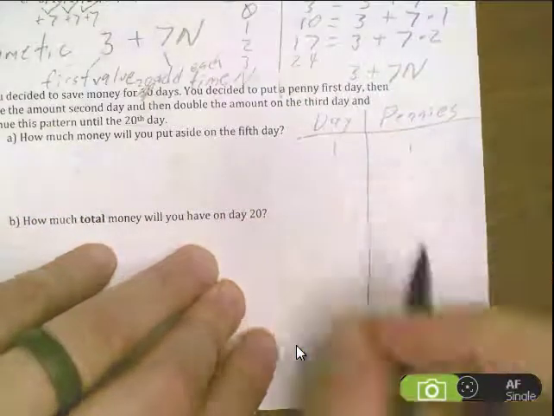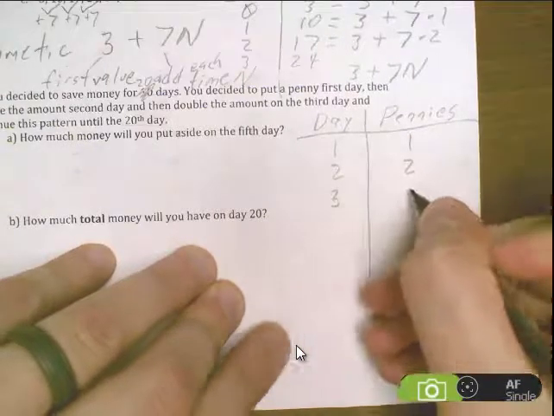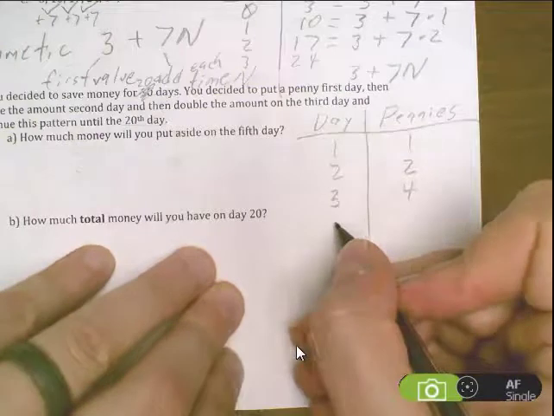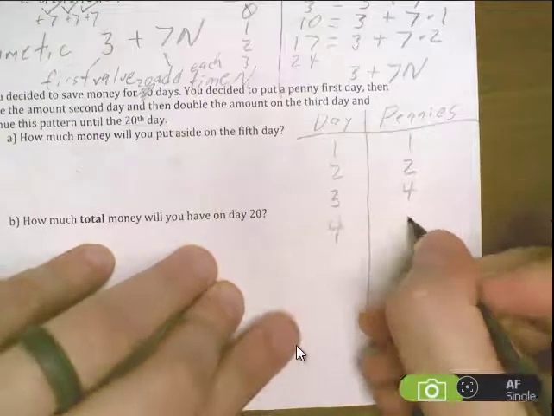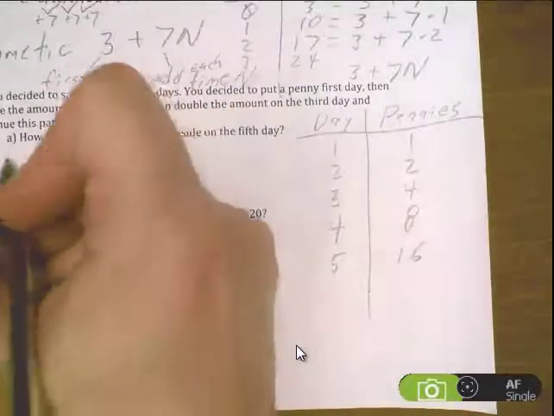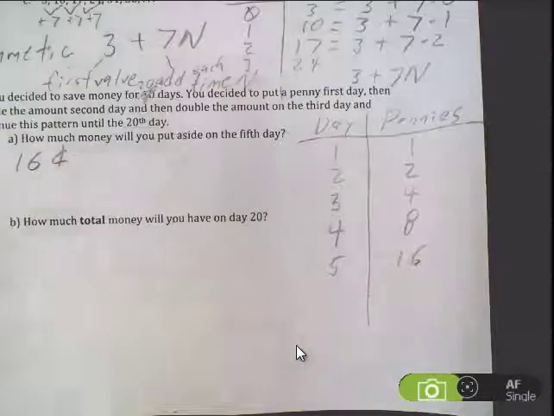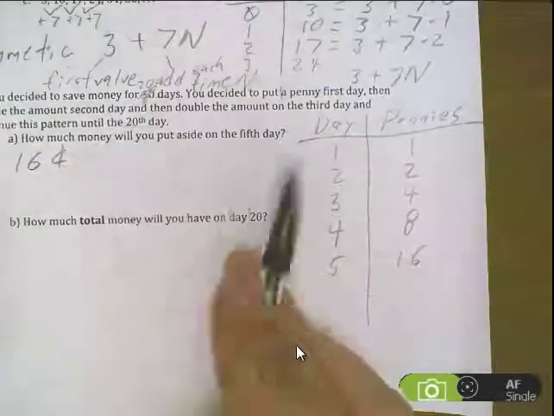On day 1, we've got 1 penny. On day 2, we're doubling that to 2 pennies. On day 3, double it again, 4. On day 4, we've got 8. On day 5, we've got 16. Okay, so we got 16 cents on the 5th day.